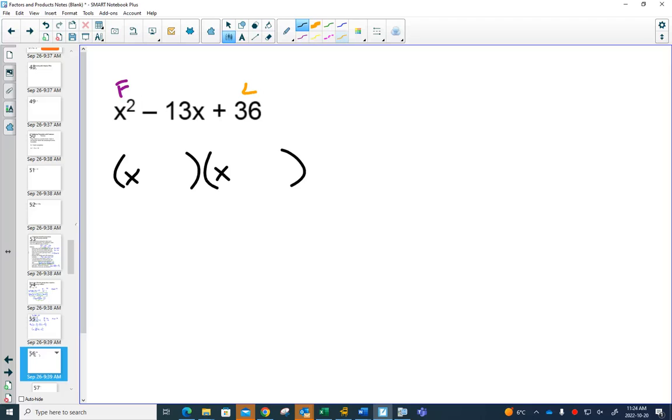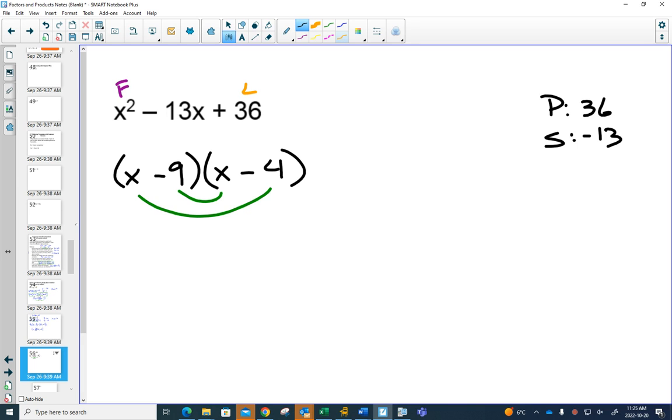So 9 and 4, outside and inside, yes. If they're both negative, that'll give me negative 13. Check it, it works. Good. If you did the product and sum, the product here would be 1 times 36, which is 36. The sum, negative 13.